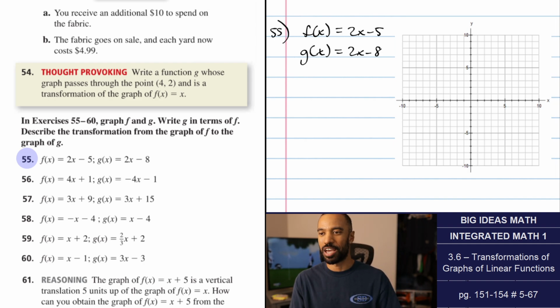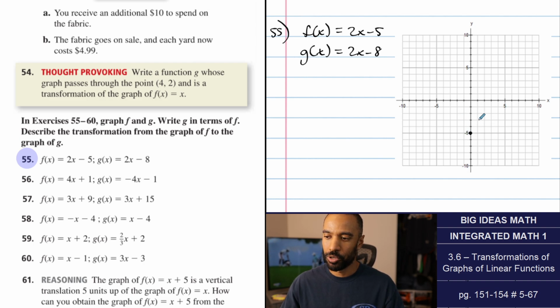I intentionally gave time. Anyway, f of x I'm going to do in black. G of x I'm going to do in blue. So slope of 2 with the y-intercept of negative 5 like this. And you know what I think I'm going to do? I'm going to translate this 3 units down.